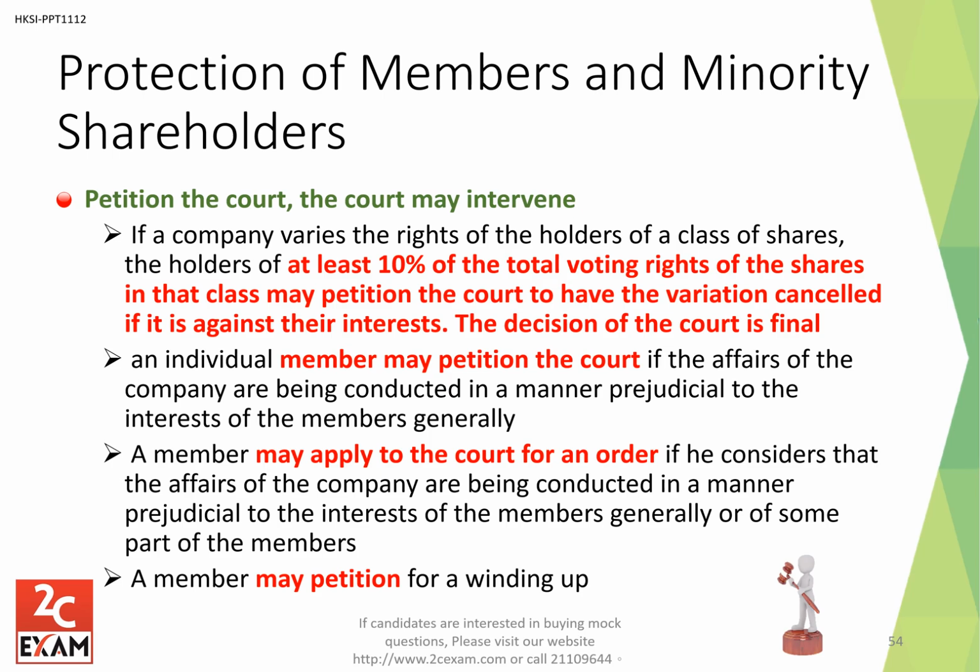Generally, courts will not intervene in the internal affairs of a company, but there are a few situations in which they can do so. When a company varies the rights of the holders of a class of shares and 10% of the shareholders believe that the shareholders' rights are being harmed. In this situation, they can petition the court, requesting the court to cancel the decisions made by the directors and cancel the changes. Whether or not the court will do this is up to the court to decide, and the court's decision is final.